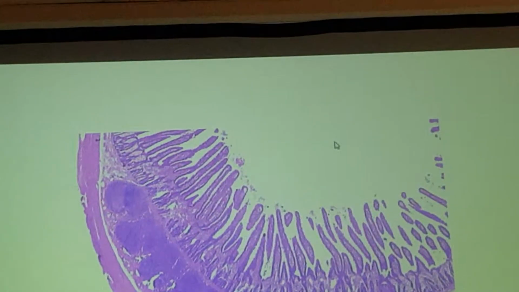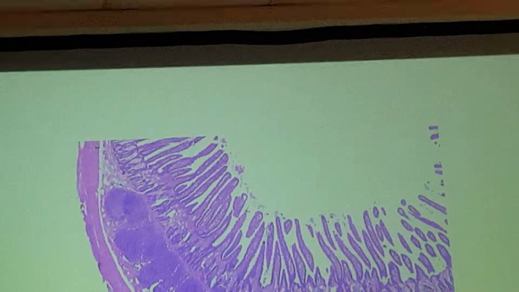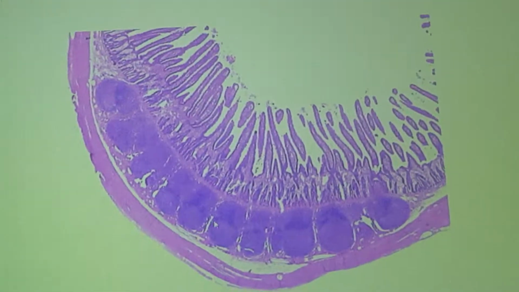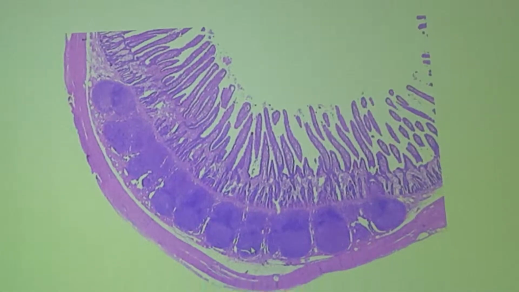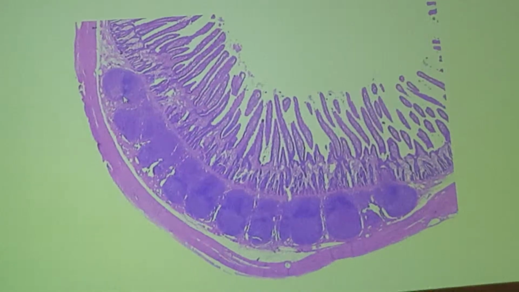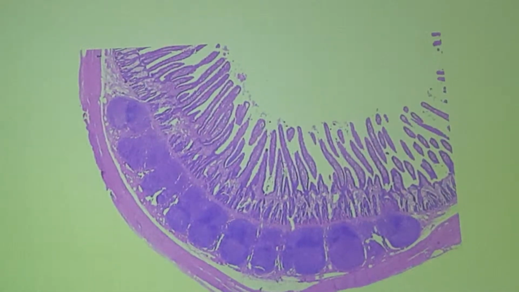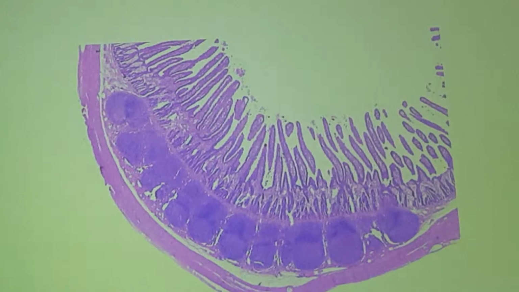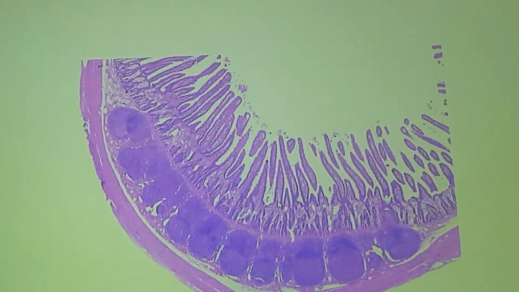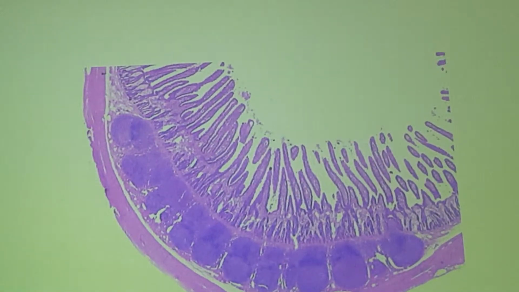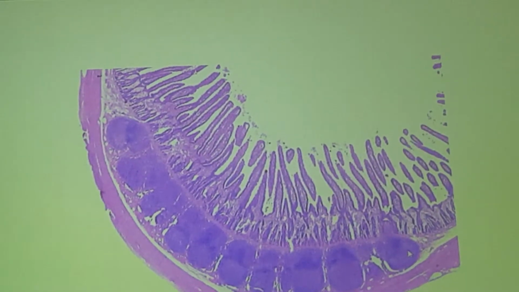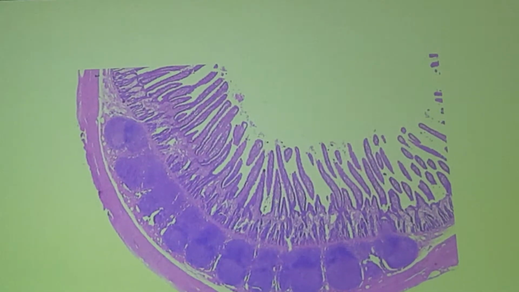32, name the organ, ileum. Your giveaway is that you can see villi, and you look down at the submucosa and you can see Peyer's patches, ileum. 33 was to name this layer, that's the submucosa. 34, name this structure here, villus. That's the villus right there. 33 was to name this layer, that's the submucosa. 34, name this structure, villus.